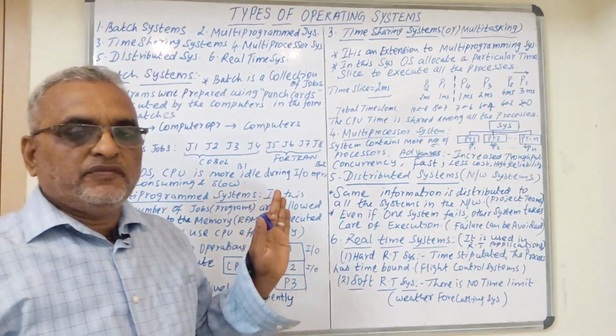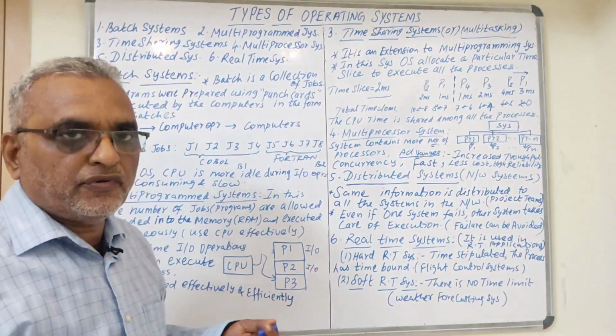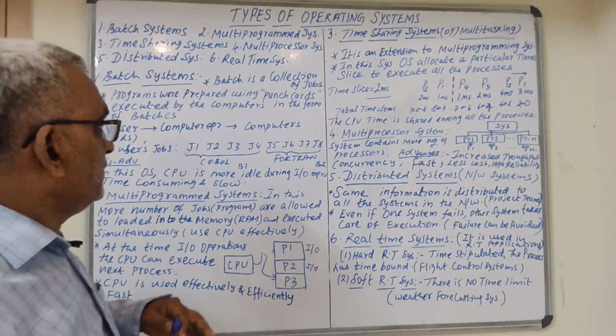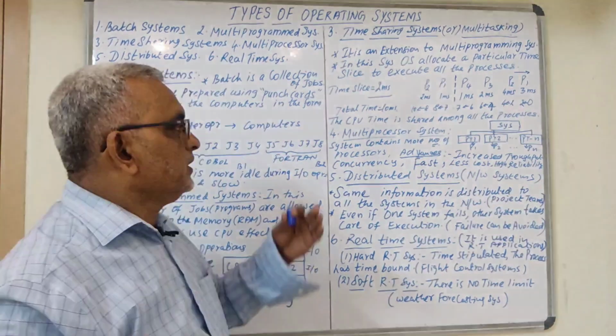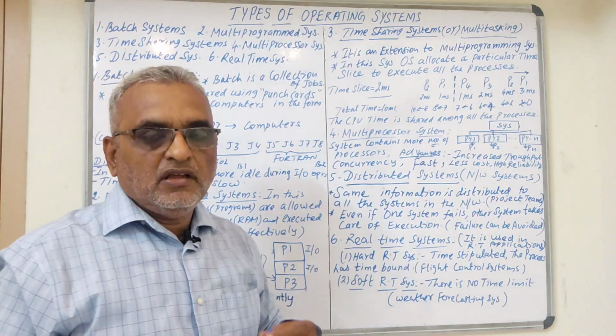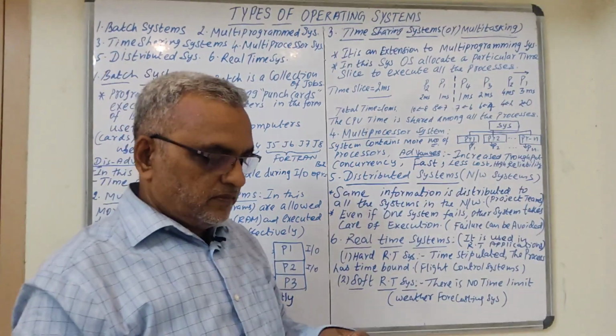So in this video we have discussed the different types of operating systems, like batch system, multi-programmed system, then time sharing system, multi-processor system, distributed system, and finally real-time systems.